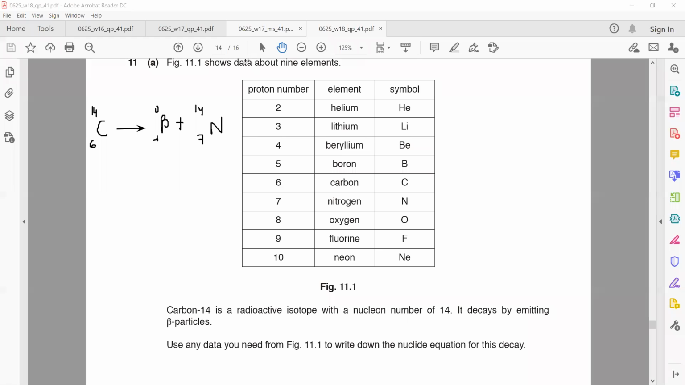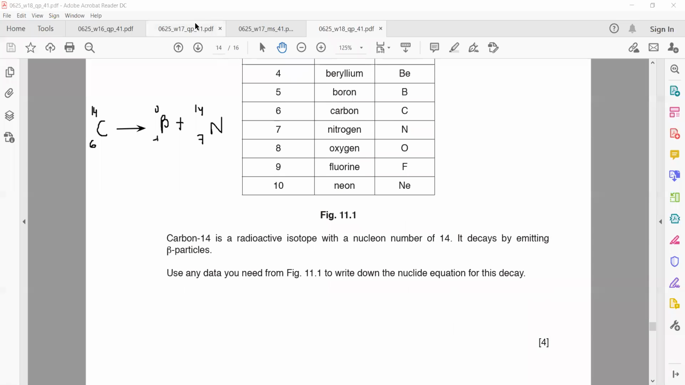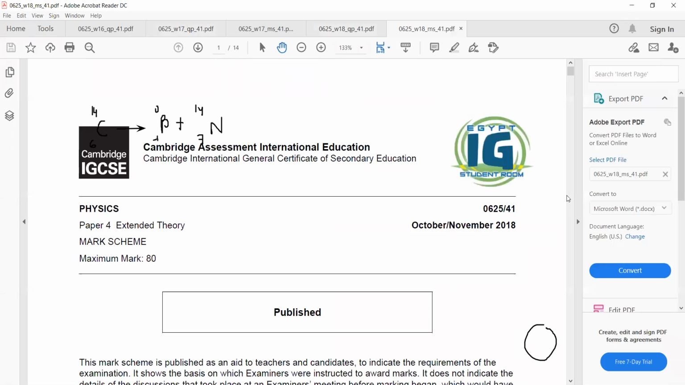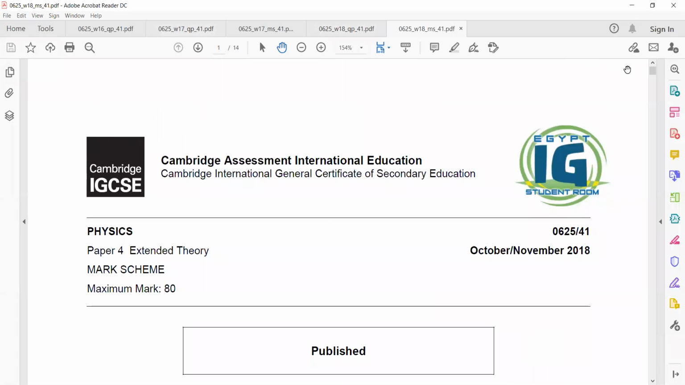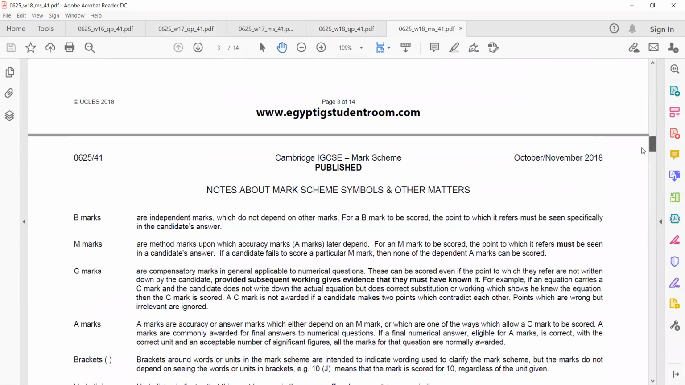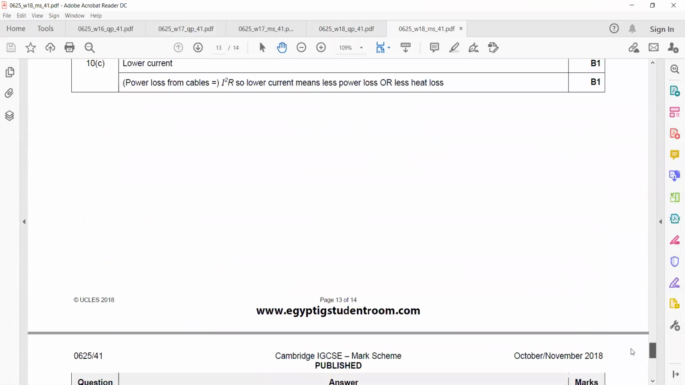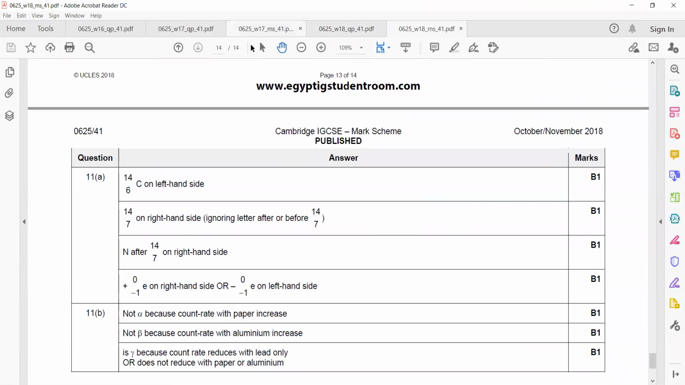So you can see this question, it's a very simple question, and the weightage is 4 marks. The distribution of the marks I will show. One mark is for completing carbon. One mark is for writing 14 and 7. Nitrogen is there, and for beta or electron, write 0 and -1.